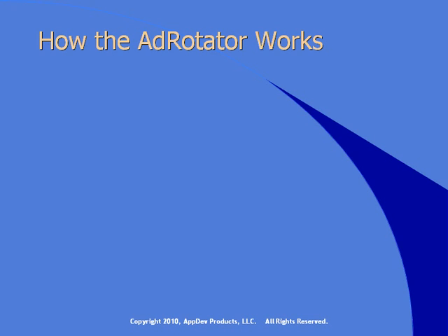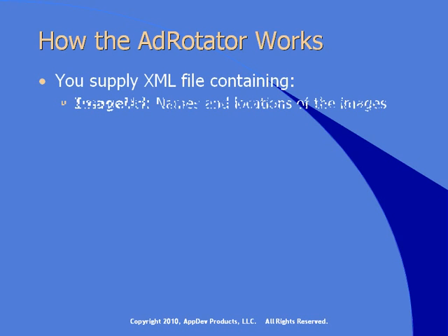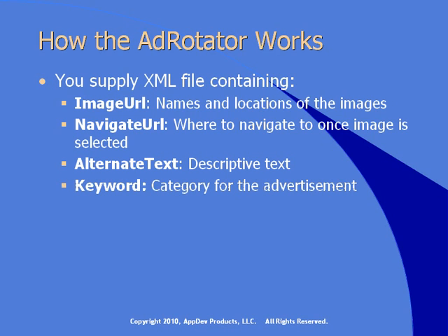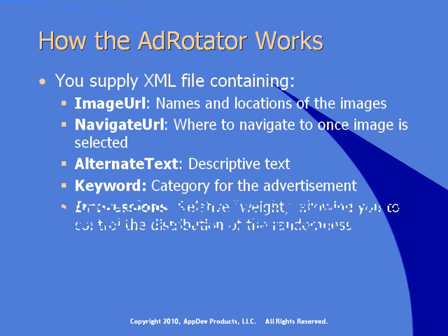In order to make the AdRotator control work, you have to supply an XML file, and the XML file has to contain, for each image, the image URL, which includes the name and location of the image, the navigate URL, which is where you want to navigate once the image is selected, alternate text, which is the descriptive text for that image, a keyword, which allows you to supply a category for the advertisement, and impressions, which provides a relative weight, allowing you to control, well, the distribution of the randomness.